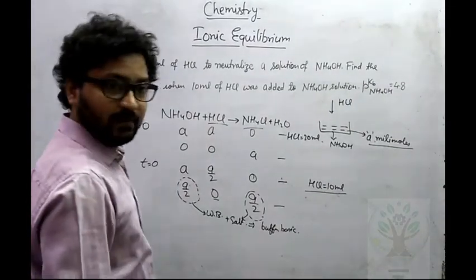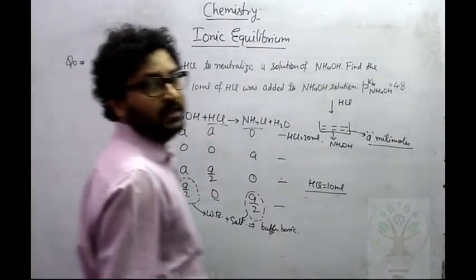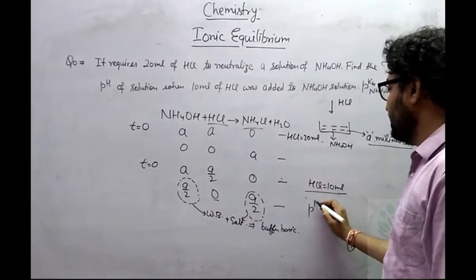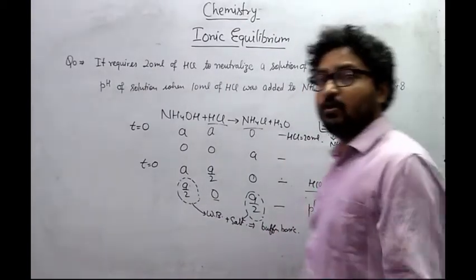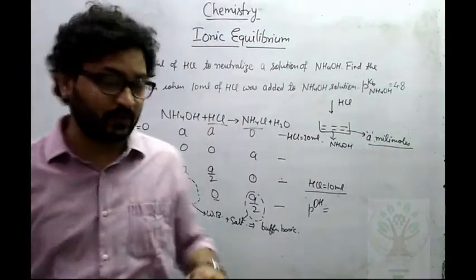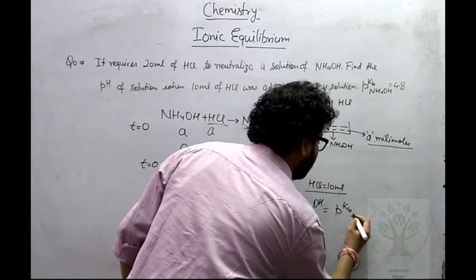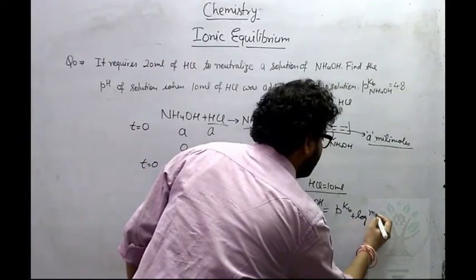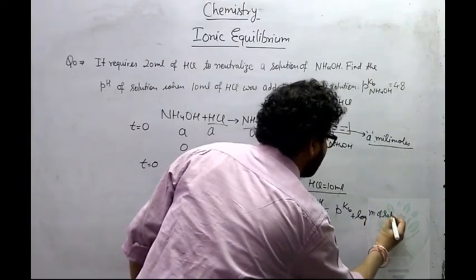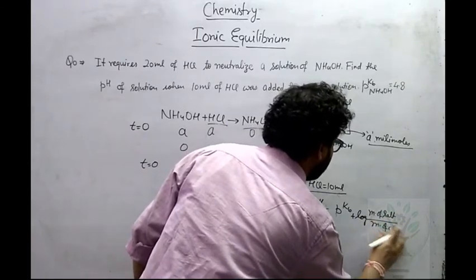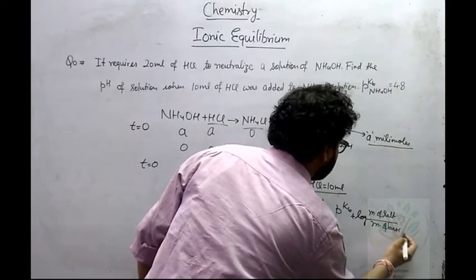So how will we find the pH of this solution? The pH will be found by the Henderson-Hasselbalch equation. What is that? Remember, we will not get pH here, we will get pOH. So pOH is equal to pKb plus log of millimoles of salt upon millimoles of base.